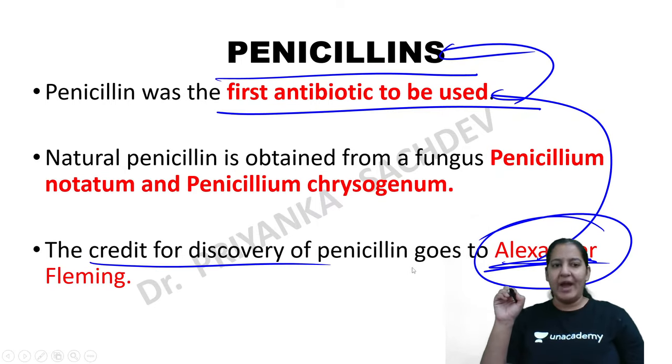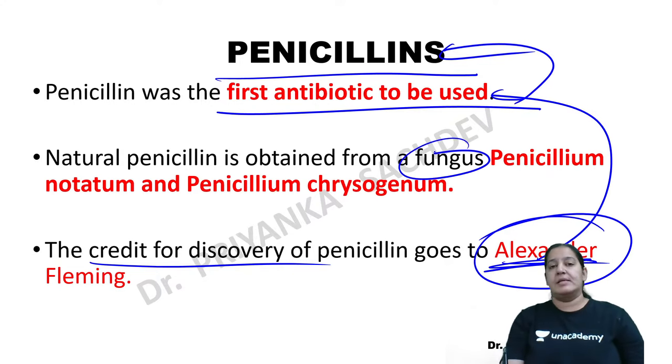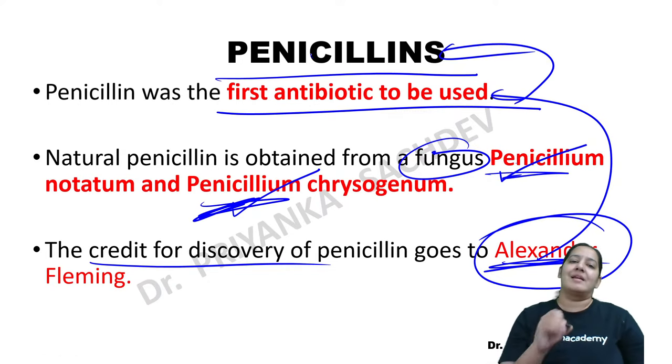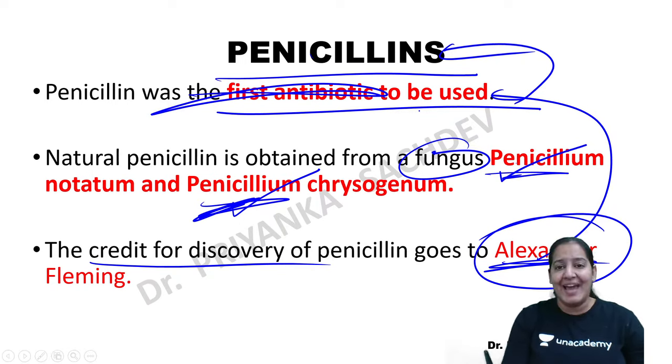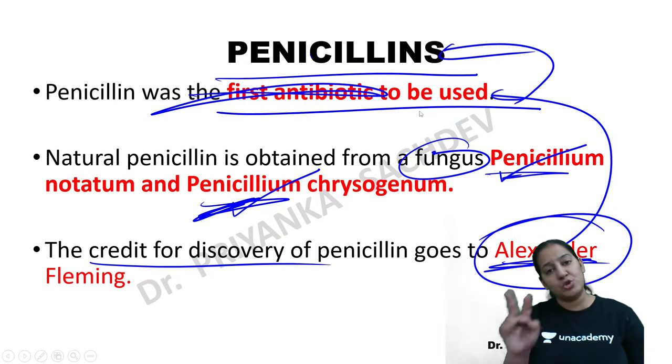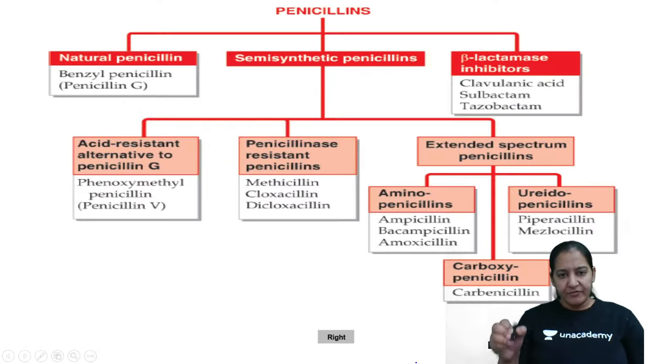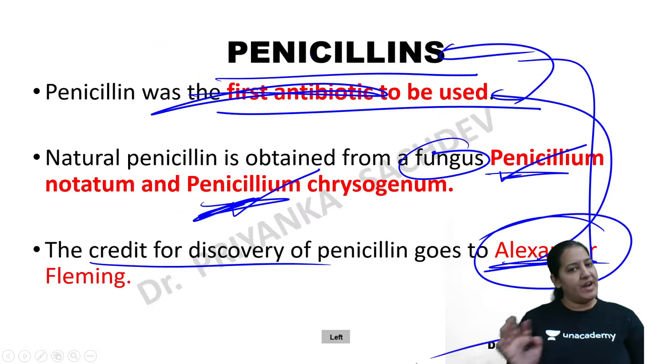It is an MCQ, right? It is synthesized inside a fungus. The name of the fungus is Penicillium notatum or Penicillium chrysogenum. Since the name of the fungus is Penicillium, that's why it is known as penicillin. Why is penicillin called penicillin? Because it is synthesized inside two fungi, Penicillium notatum and Penicillium chrysogenum. It is an MCQ. So that was the introduction. After introduction, we come to classification.